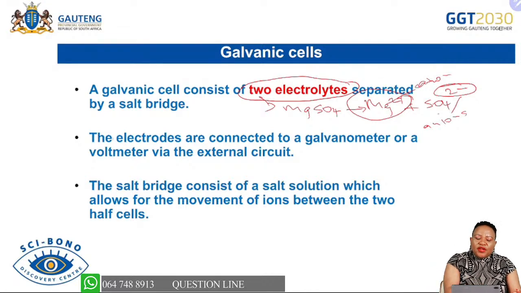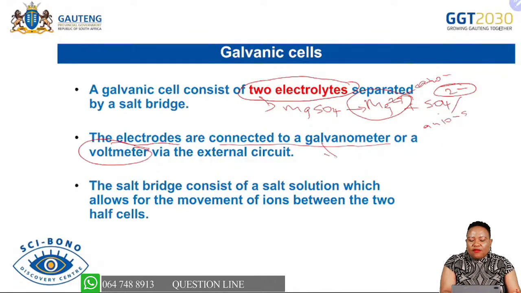It is also having two electrodes that are connected by a galvanometer. Sometimes you can use a voltmeter. However, a galvanometer is a relevant apparatus that we can use for the measurement of our voltage, because normally our cells produce a very small amount of current, which may sometimes not be detected by our voltmeter.